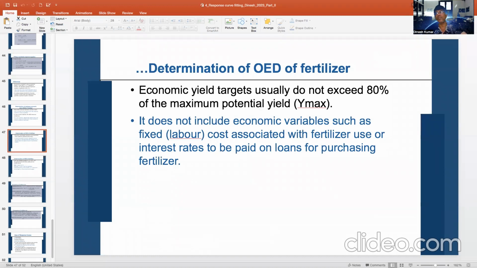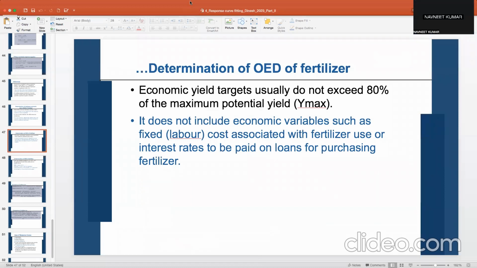Suppose the maximum yield dose is 130, then 80% means how much? 130 by 80%. Hello? Navneet, what is 80% of 130? Sir, 104. Okay. Are you not sure? Do it. Yes.